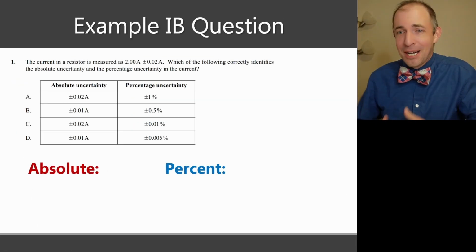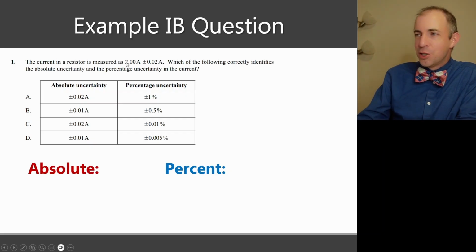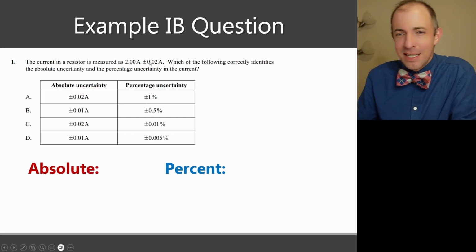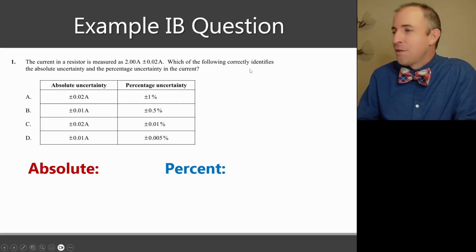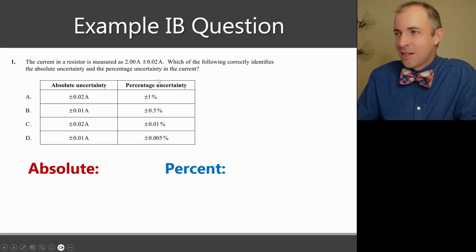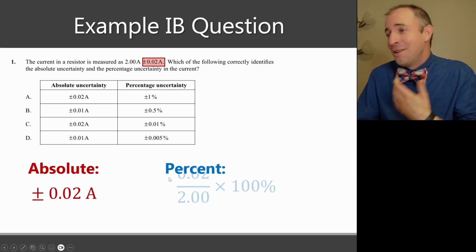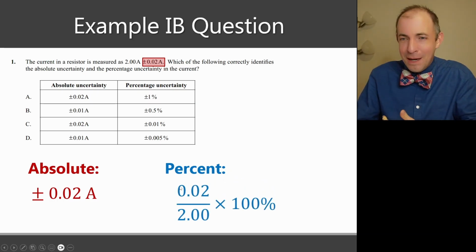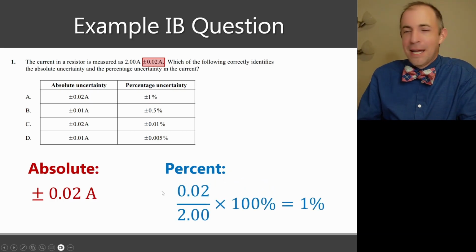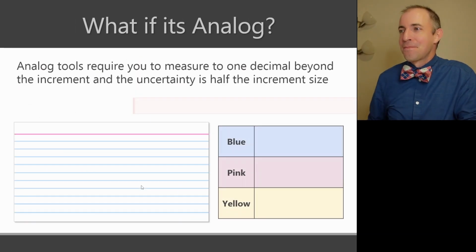Now, an example IB question, looking at the same idea, a current in a resistor is measured as 2.00 amps plus or minus 0.02 amps. Which of the following correctly identifies the absolute and percentage uncertainty in the current? Well, the absolute is given to us. It's right here. It's 0.02 amps. So that narrows our list down. Our percent then we take that 0.02 divided by 2 times 100, and we get 1%. So we're looking at A in this example.